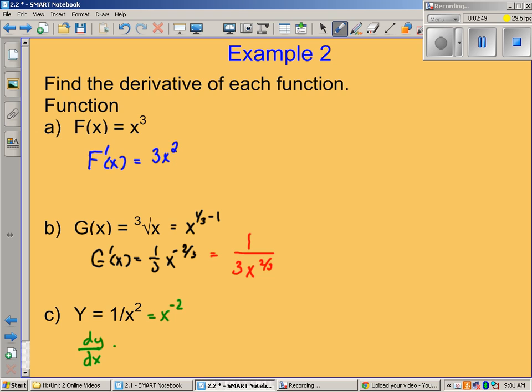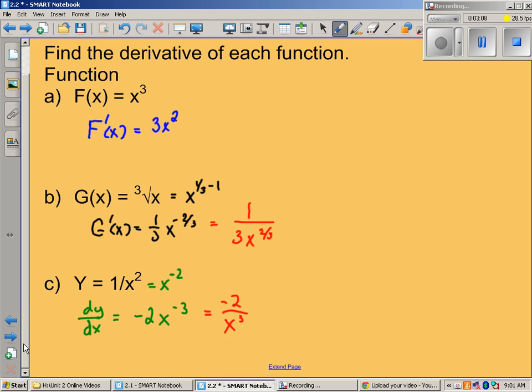When I take the derivative of this, I put the old power out front and reduce the power by 1. Be careful on this, because when we reduce the power by 1, it's not -1, it's -3. So my final answer for this one can be written as -2/x to the 3rd power. That's what we're looking for when we do these functions.